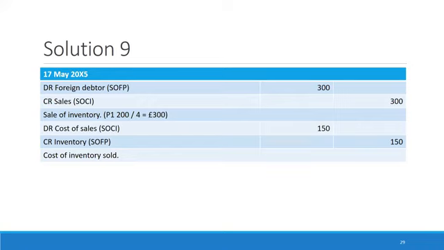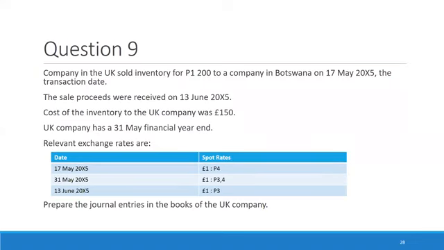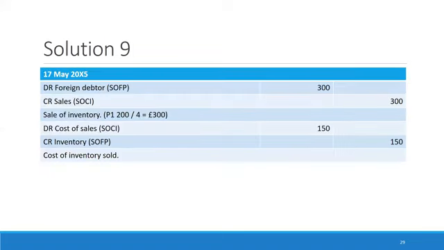We said whenever we have a sale of inventory, there's always two legs to the transaction. The second leg of the transaction reflecting the cost price of the inventory itself. So debit cost of sales, credit inventory with the cost price of the goods that were sold at £150. We then have our financial year end on the 31st of May. And what needs to happen at a financial year end is we need to translate or restate our monetary items. What monetary items do we have here? We have a foreign debtor.